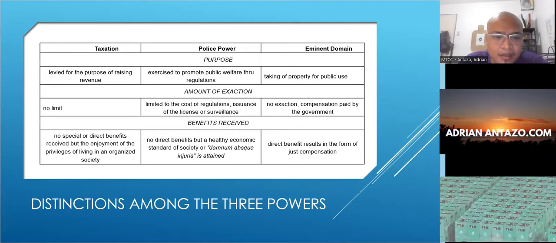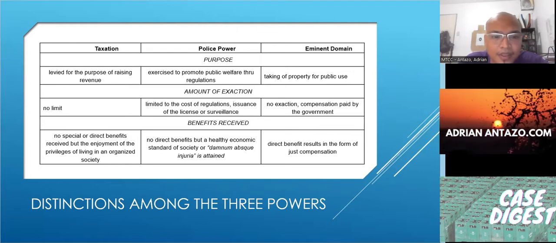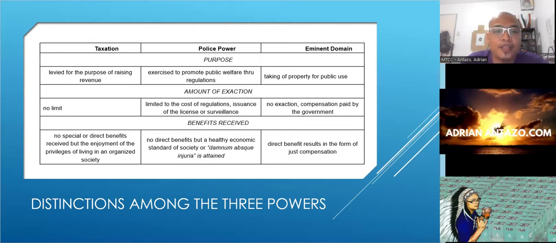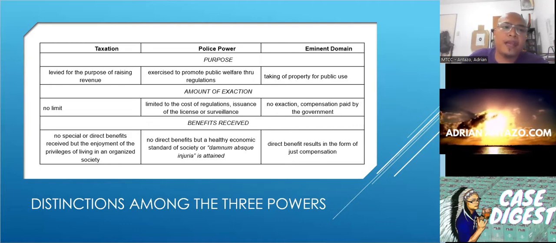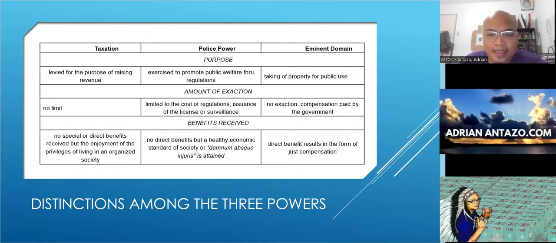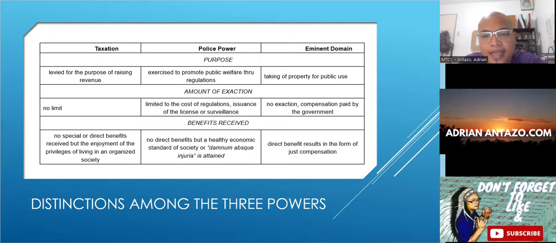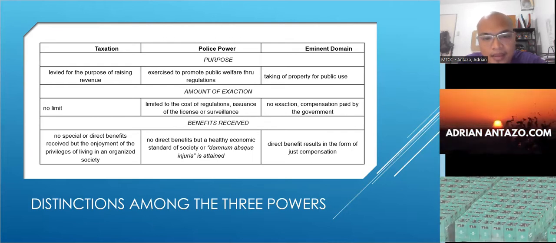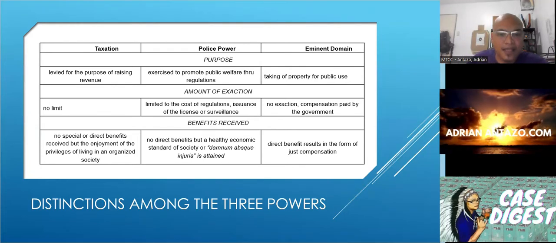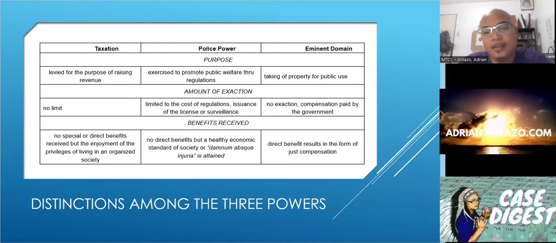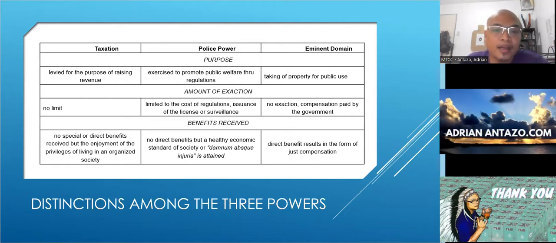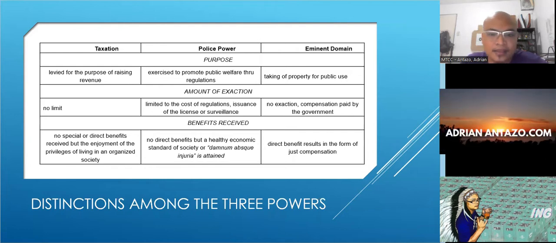For the benefit, no special or direct benefit is received but the enjoyment of a privilege of living in an organized society. Okay? Yan yung purpose of benefit of taxation. The reason why we are paying taxes is that it is the fee that we pay for having a civilized society. While for police power, no direct benefit but a healthy economic standard of society, or damnum absque injuria, is attained. Meaning, there is no injury. Okay? So, walang injury na na-attain sa atin. But that is what we pay for so that our economy is healthy and in standard.